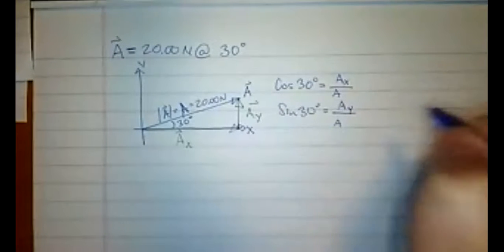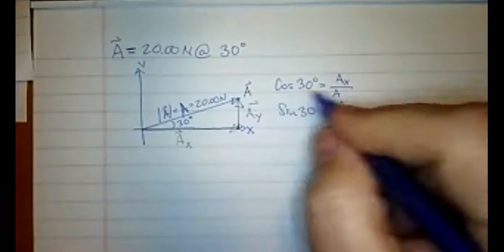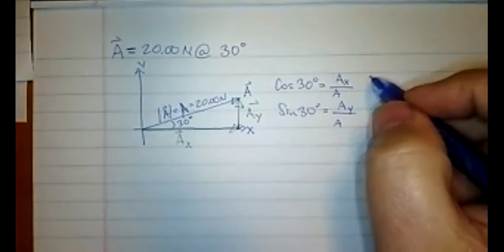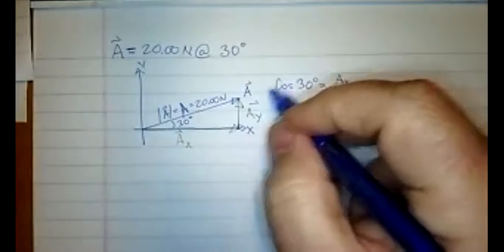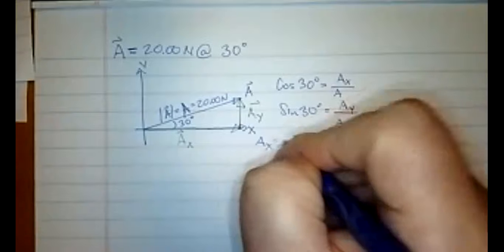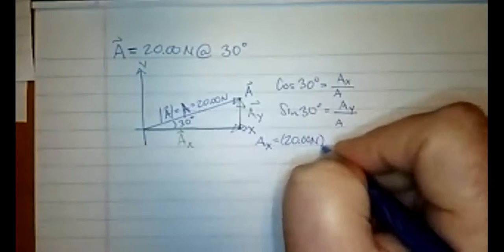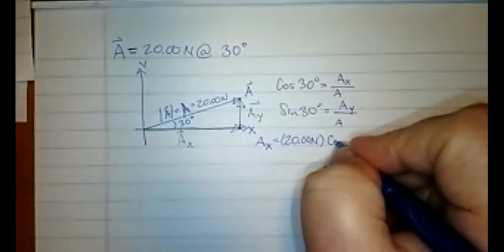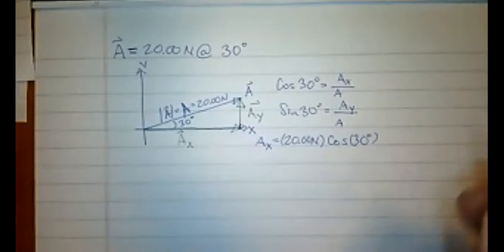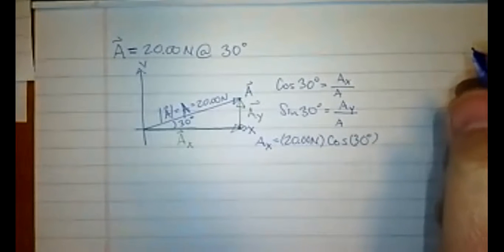So now we can use algebra to solve for a sub x and solve for a sub y. Obviously, we're going to multiply both sides by a, canceling out the a here and getting an a here. And that gives me a x is equal to the magnitude of a, which is 20.00 newtons, times the cosine of 30 degrees. And if you recall from our special angles, the cosine of 30 degrees is actually √3/2.